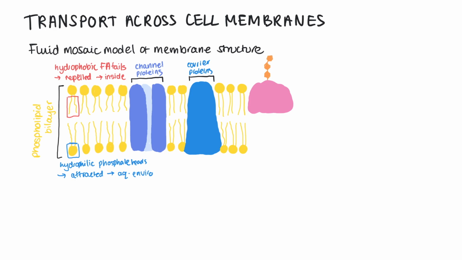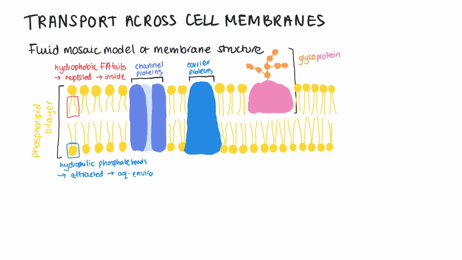An example of this is a glycoprotein or glycolipids. Glycoproteins are just proteins with polysaccharide chains attached, while glycolipids are lipids with polysaccharide chains attached. We also may have cholesterol, which binds to the phospholipid hydrophobic fatty acid tails.